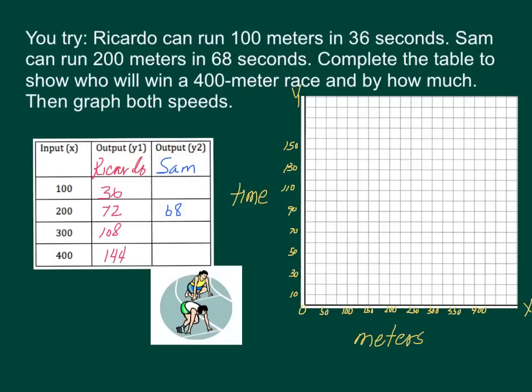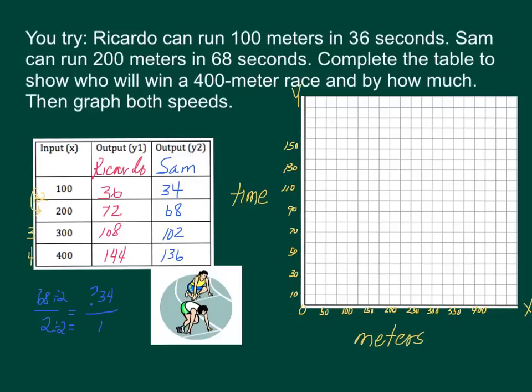Ricardo's table is simple. We already have his unit rate. 100 meters is 36 seconds, so I add 36 for each successive row because we can clearly see that the multiplier to go from 100 to 200 is 2, and then our factor becomes 3, and then our factor becomes 4. For Sam, I need to convert that 68 and 200 to a unit rate. So instead of looking at 200, I'm just going to look at 2. 2 divided by 2 would give you 1. So I will divide 68 by 2, which will give me 34.